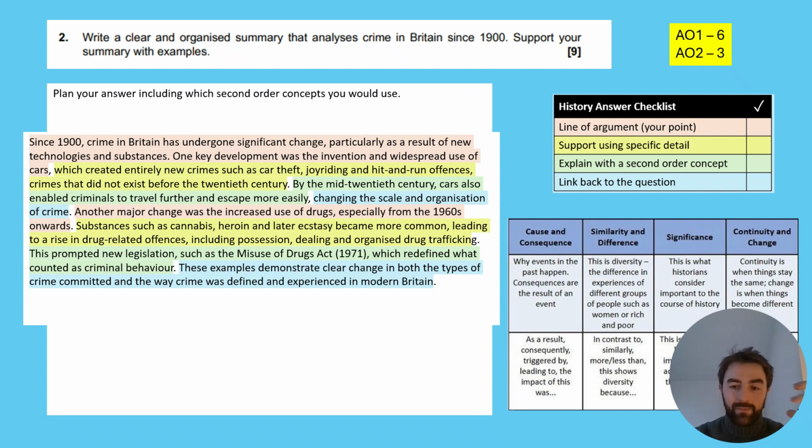So the line between specific detail and a second order concept can often be blurred, because one specific detail can lead to another specific detail. But that leading word, that in itself is a second order concept. But then it goes on to say this prompted new legislation such as the Misuse of Drugs Act 1971, which redefined what counted as criminal behaviour. Great second order concept there. These examples demonstrate clear change in both the types of crime committed and the way crime was defined and experienced in modern Britain.